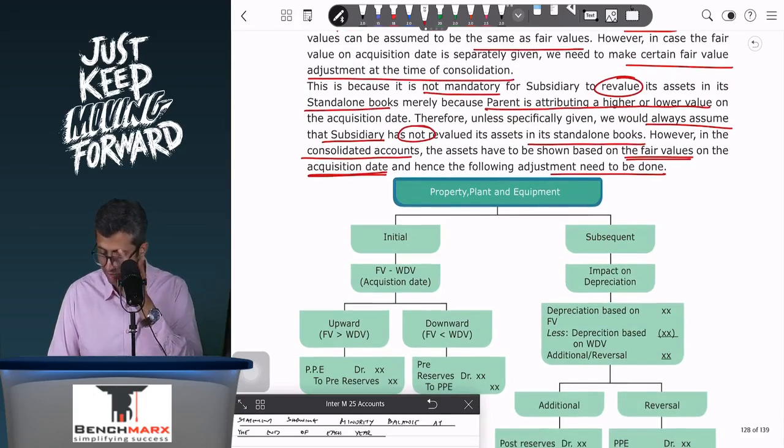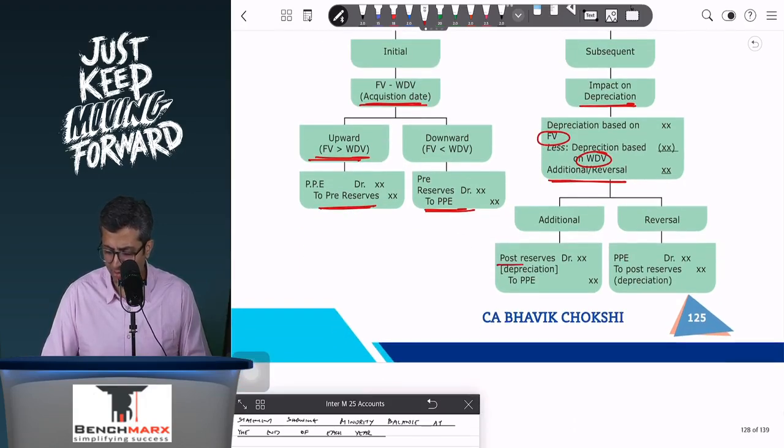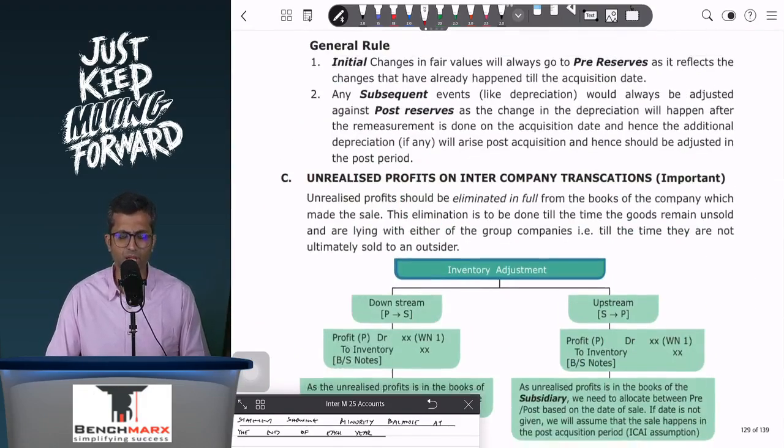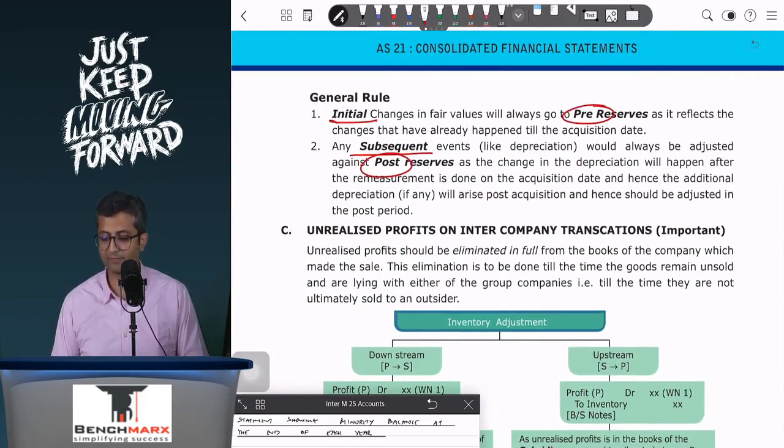How will I do it? Let's say for PP, initially, whatever is the difference between the fair value and WDV, if it is an upward movement, PP account debit to pre-reserves; downward movement, pre-reserves account debit to PP. Subsequently, the impact on depreciation, this is depreciation based on fair value and depreciation based on WDV, additional or reversal as the case may be. If there is an additional depreciation, post-reserves account debit to PP; if there is a reversal, PP account debit to post-reserves. The general rule is initial change in fair value will always be adjusted against pre-reserves, whereas any subsequent change will be adjusted against post-reserves. Are we clear with this?